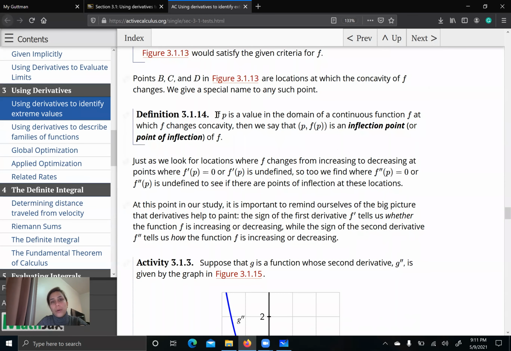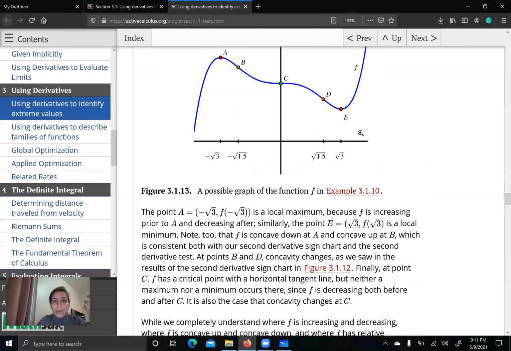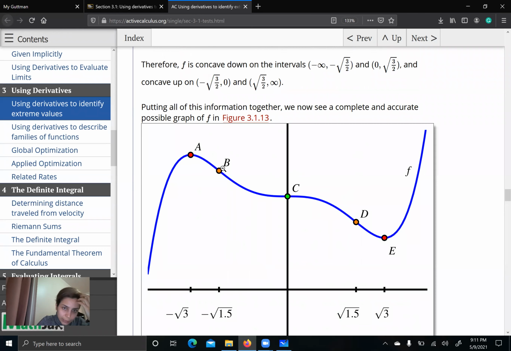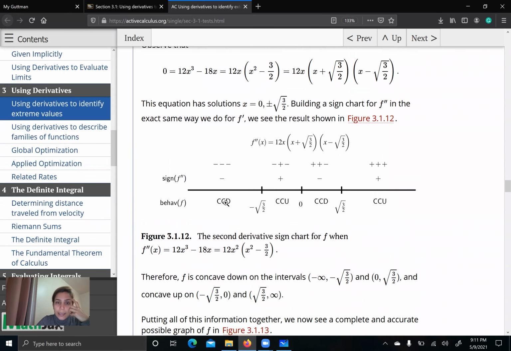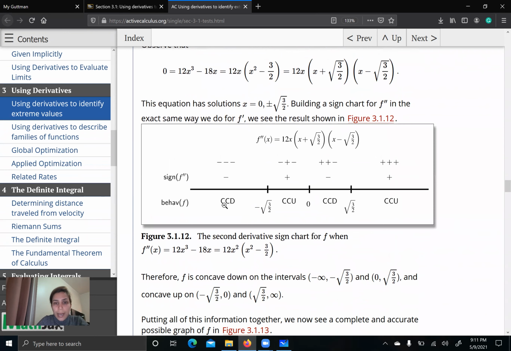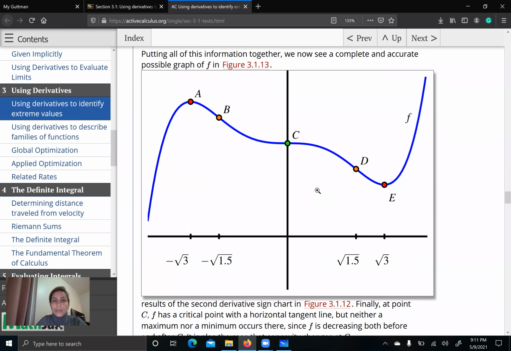So an inflection point is any value where your function changes the concavity. So in this example, actually there are 3 inflection points, B, C, and D, because the concavity changes. You see in this picture, it's first concave down, then it changed to be concave up. Then it again changed to be concave down. Then again, it changed to be concave up. So there are 3 inflection points. And you can also verify that by looking at the graph of the function.